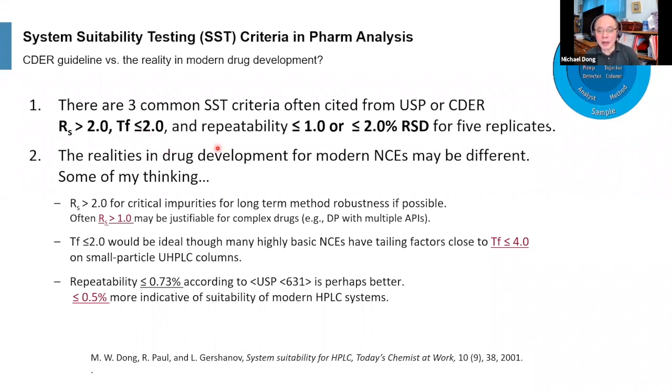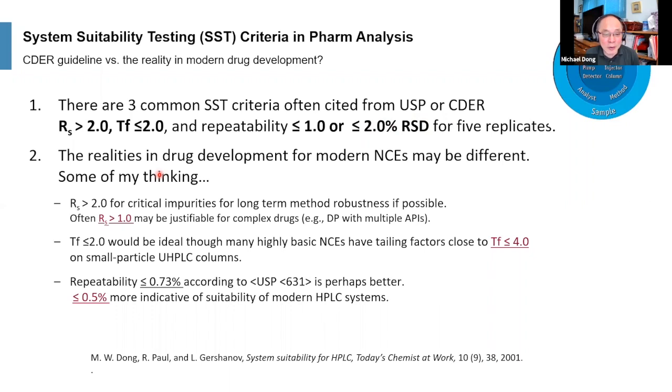And the repeatability, most people use less than 2% RSD for peak area repeatability. Now, this is actually not good. This is too wide, right? But everybody uses that because it was cited in the USP and also in CDER, right? For 5 replicates, you want to demonstrate the precision of your system, right? Your system precision, your autosampler, has to be less than 2%, which is too easy, right? It's really not a good criterion.